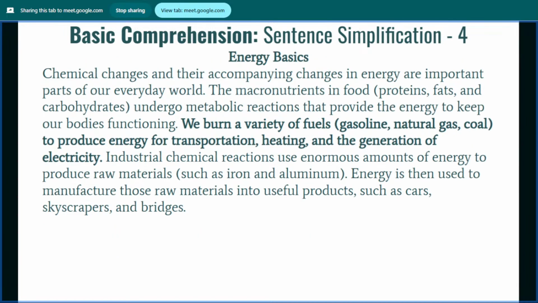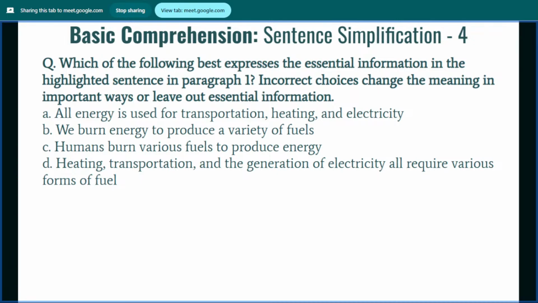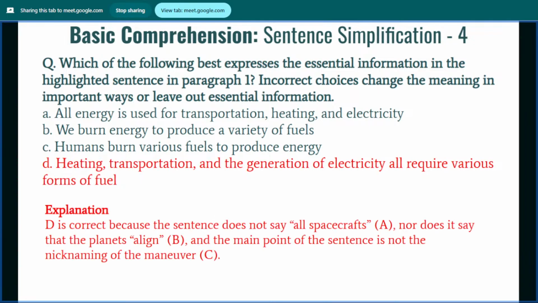Cross check your answer once again, quickly. You burn a variety of fuels to produce energy for the production of heating and for the transportation. Okay, ma'am. Again, go to the result. Yeah, all energy. Yeah, A. Okay, sir. A is okay, ma'am. A. Pranjali, what's your option? B. The option is D.